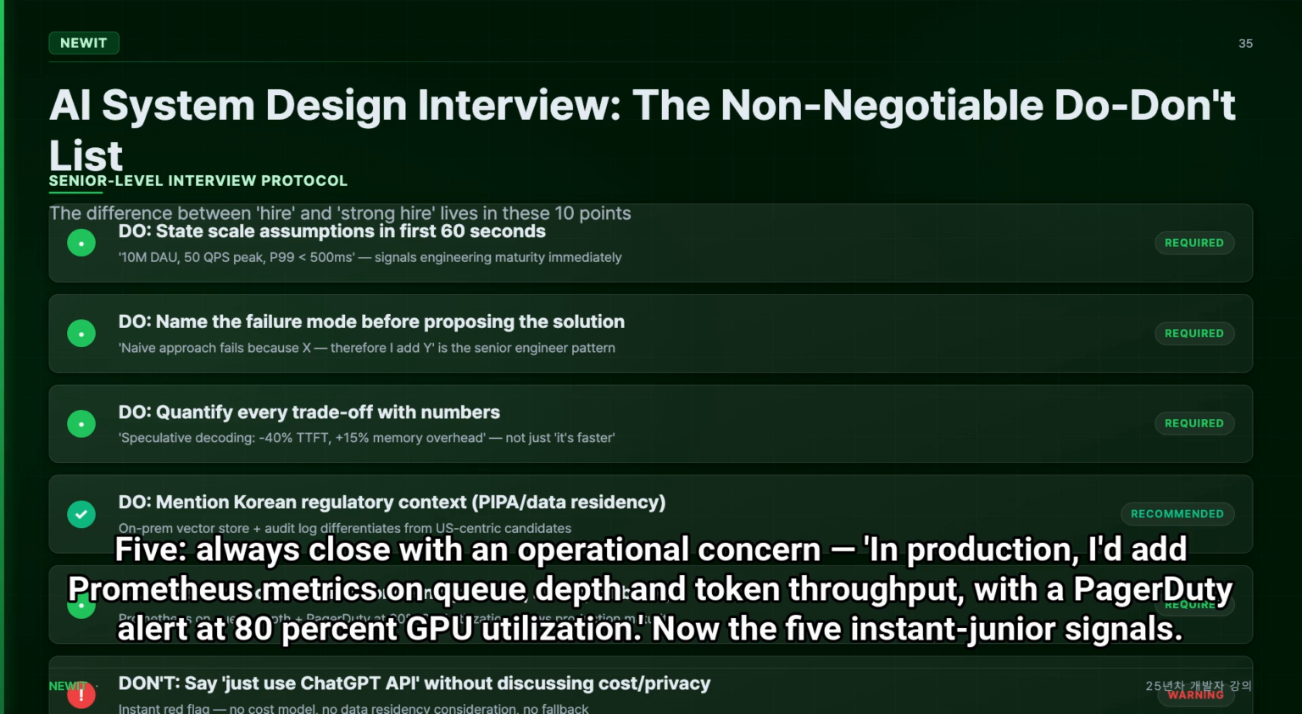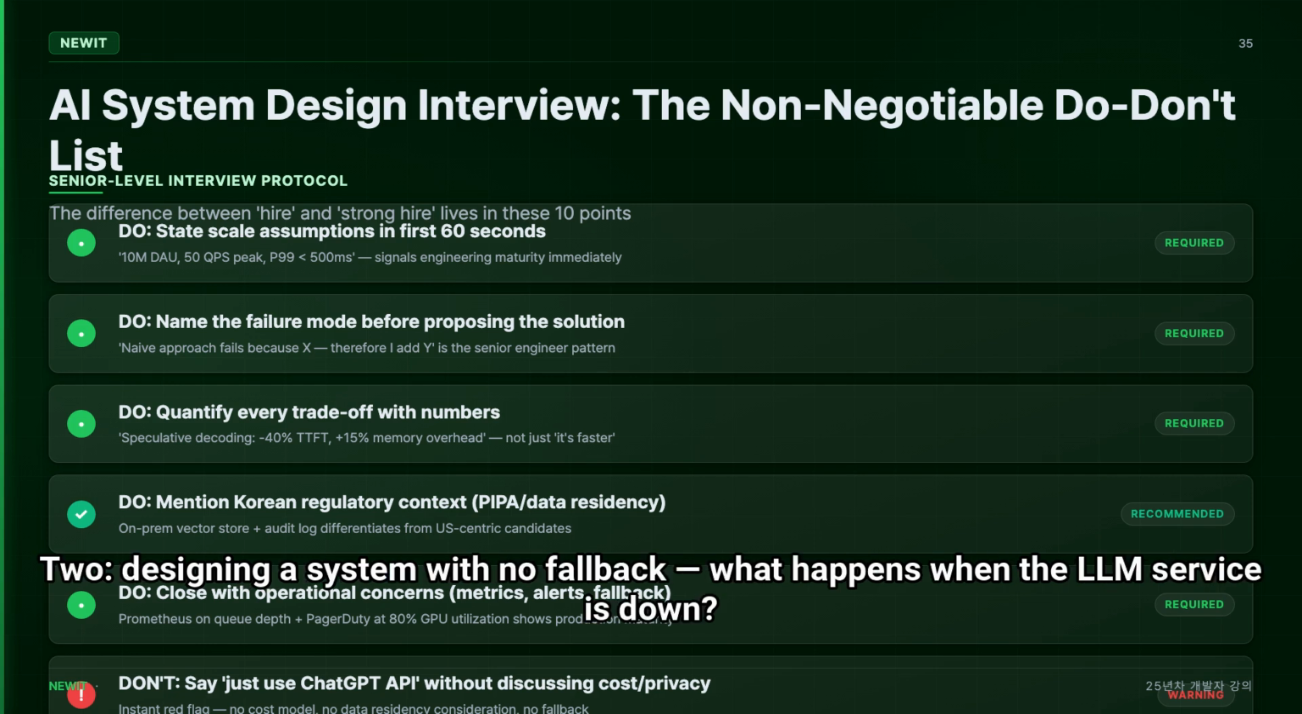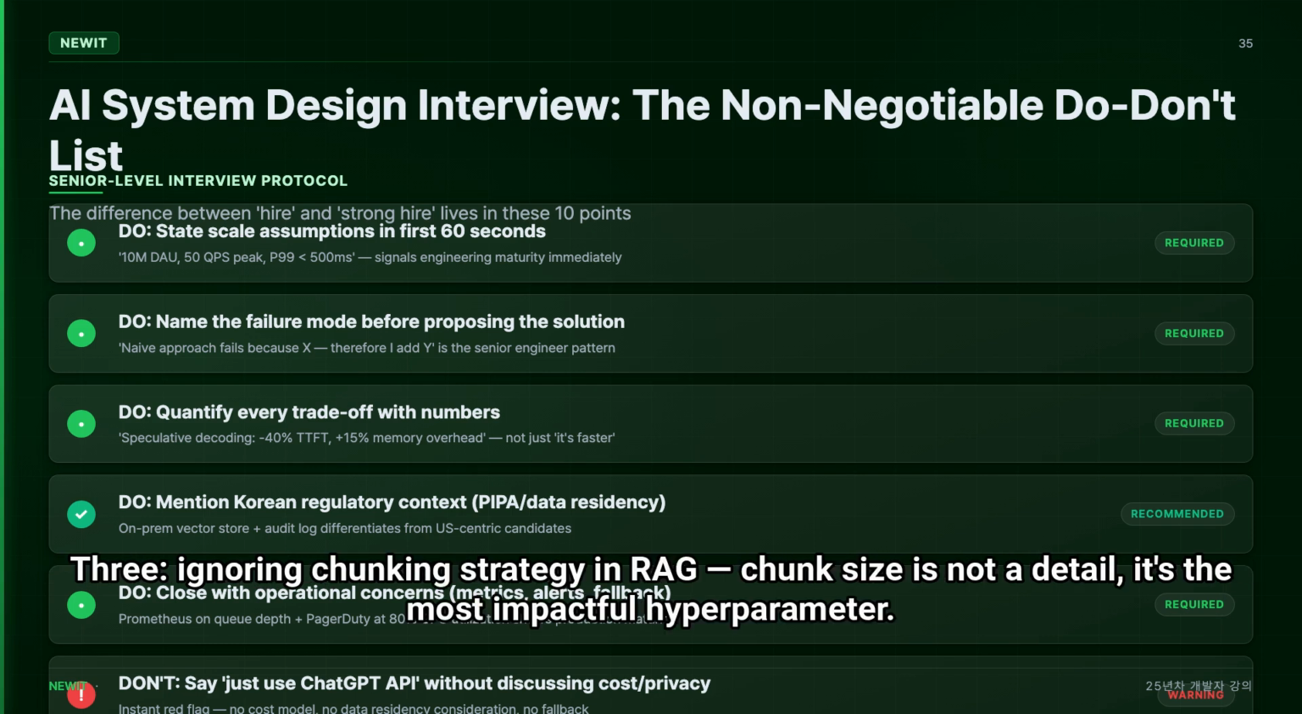Now the 5 instant junior signals. 1. Saying just use ChatGPT API without discussing cost, latency, or data privacy. 2. Designing a system with no fallback. What happens when the LLM is down? 3. Ignoring chunking strategy in RAG. Chunk size is not a detail, it's the most impactful hyperparameter.